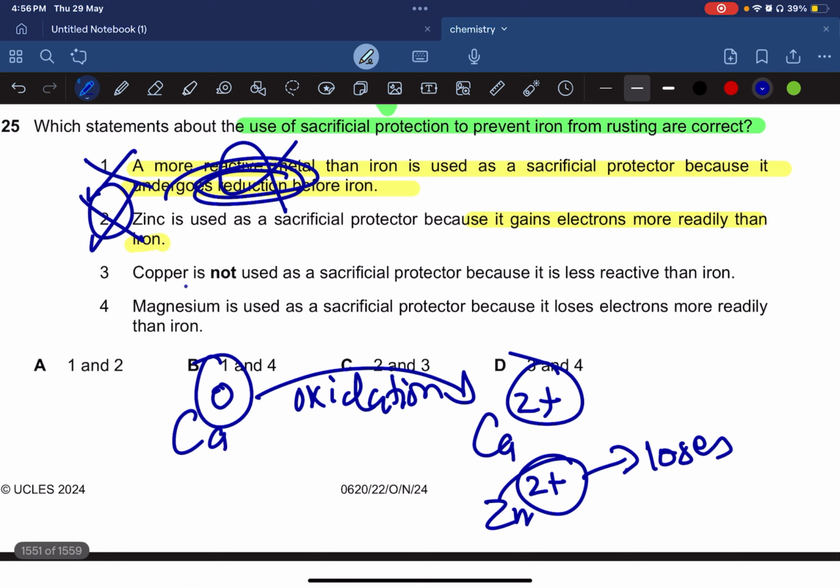Okay, copper is not used as a sacrificial protector because it is less reactive than iron. That's correct. You cannot use a less reactive metal. Magnesium is used as a sacrificial protector because it loses electrons more readily than iron. That's correct. Yeah, these two are correct. So it's going to be option D, which is 3 and 4.